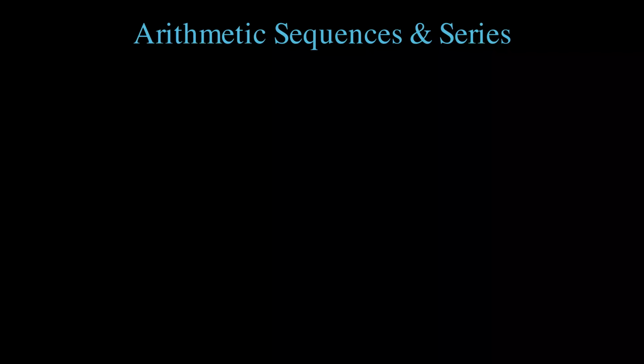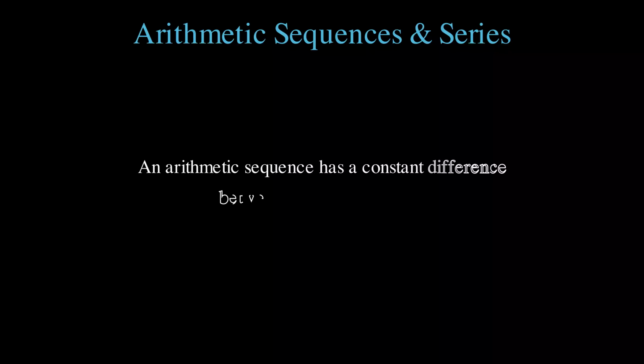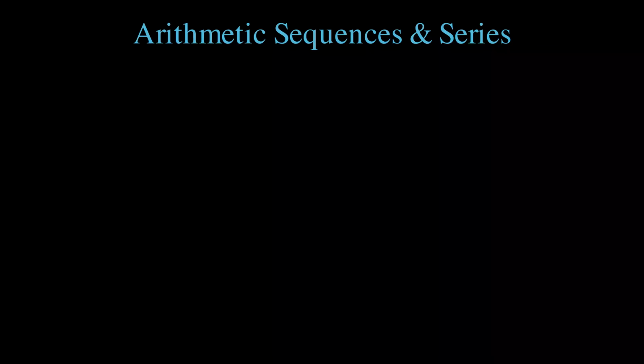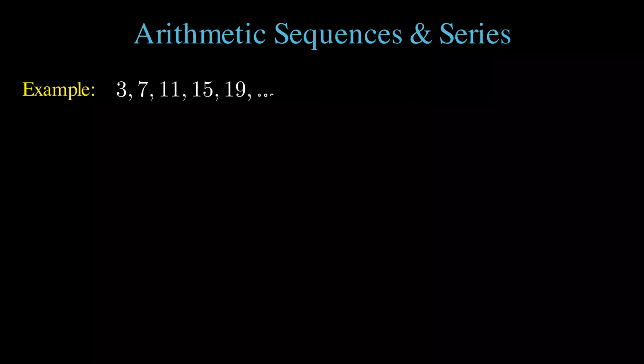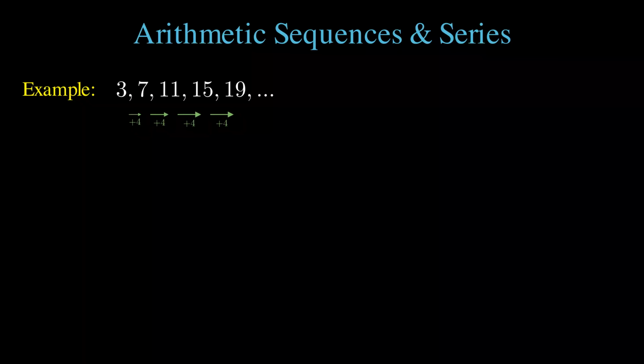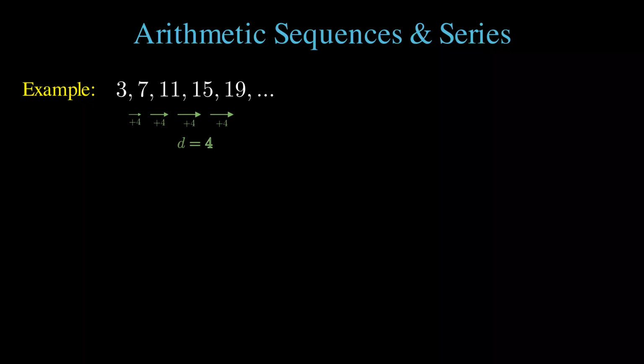Today we're going to be covering arithmetic sequences and series. An arithmetic sequence has a constant difference between consecutive terms. Let's see what that means with an example. We have the sequence 3, 7, 11, 15, 19. Notice how we're adding 4 each time to get to the next term. The constant value 4 in this case is called the common difference.